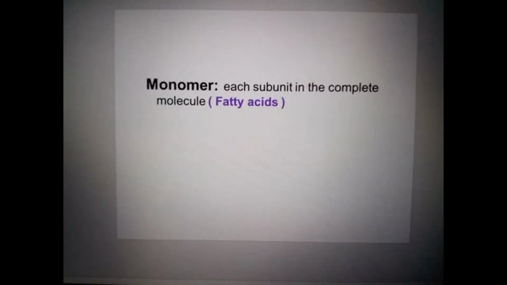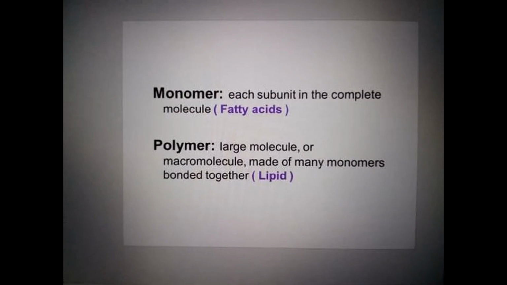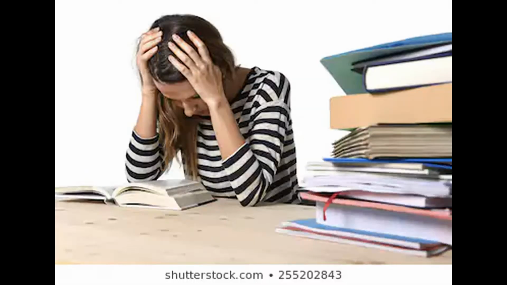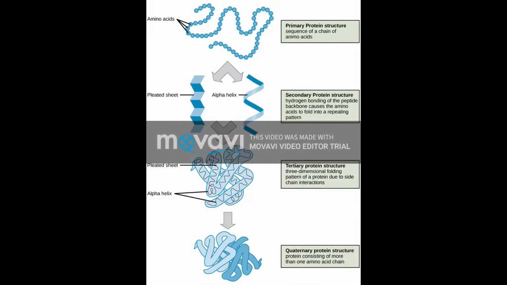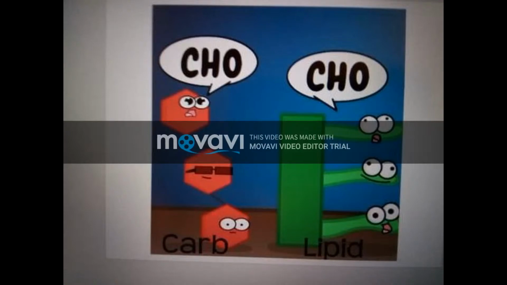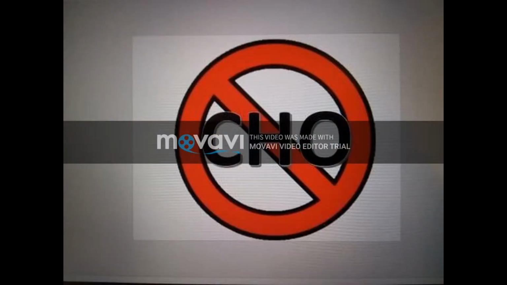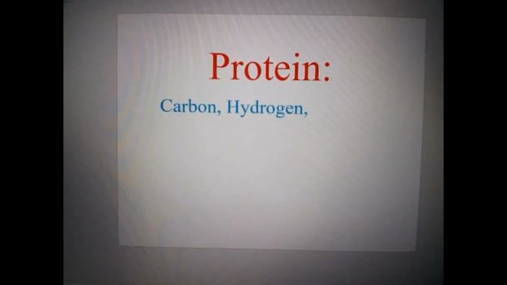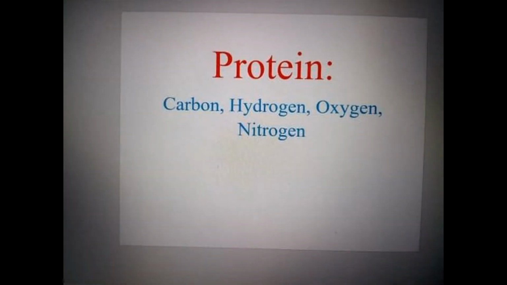The monomers that make this possible in lipids are the fatty acids, which can really be a number of different polymers. The next biomolecule is protein. Now there's a lot you need to know about this bad boy, so buckle up, cowboys. First things first, this structure is different from carbs and lipids. Instead of being CHO, proteins would be CHONs: carbon, hydrogen, oxygen, and nitrogen.